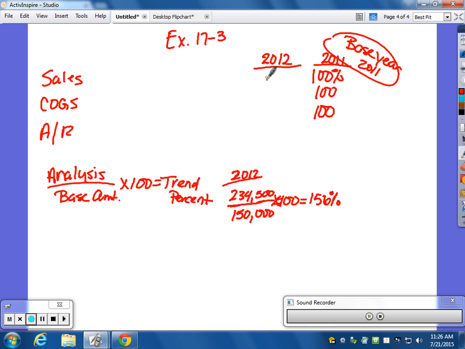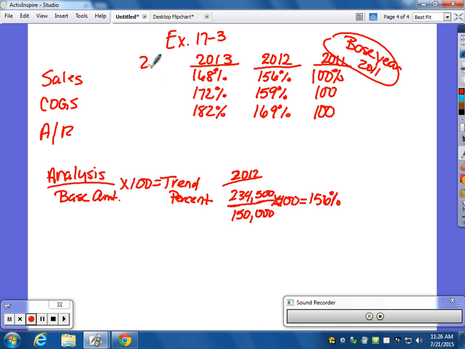Give me the cost of goods sold percentage for 2012. 159%. Accounts receivable? 169%. On to 2013. How much for sales? 168%. Cost of goods sold? 172%. Accounts receivable? 182%. Then 2014, 180%.